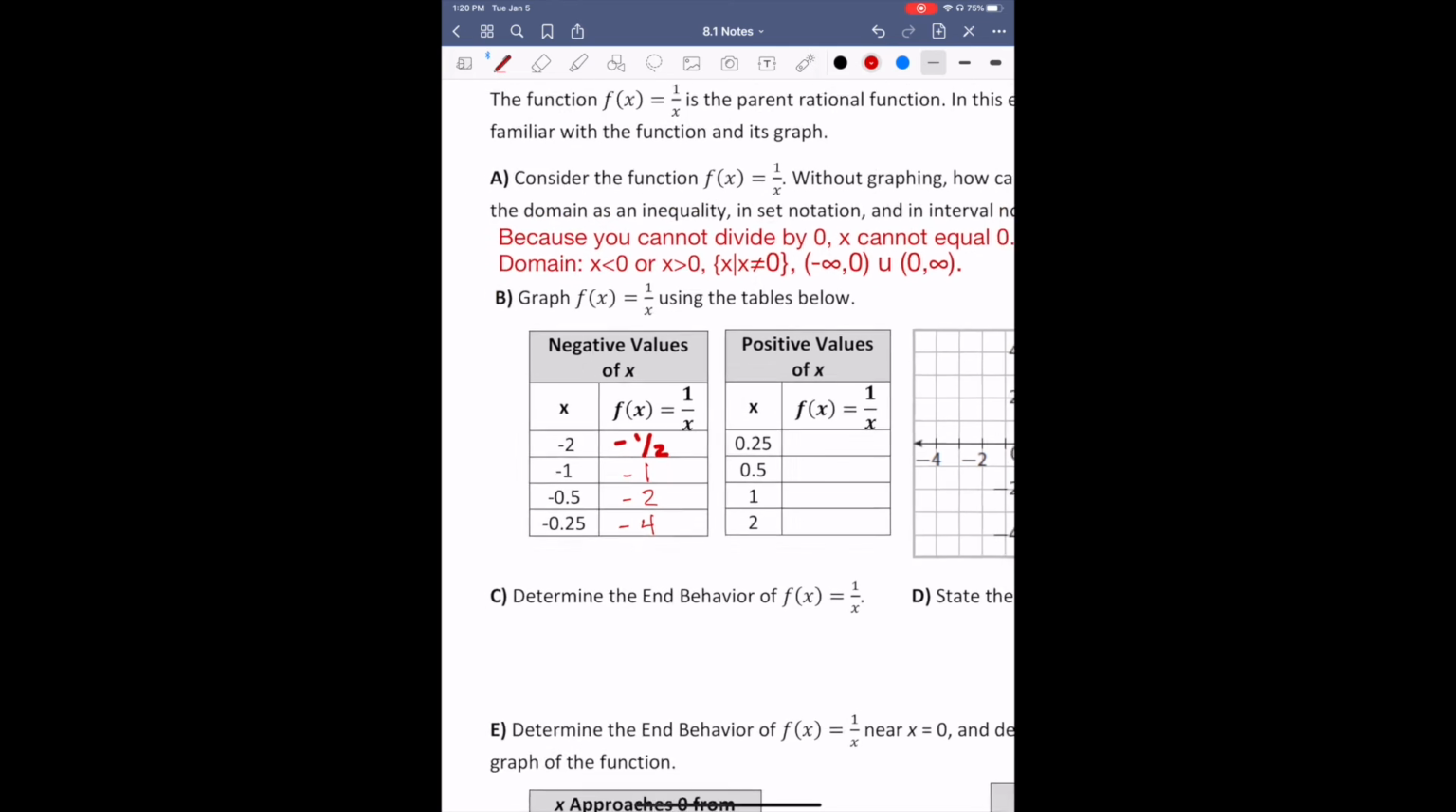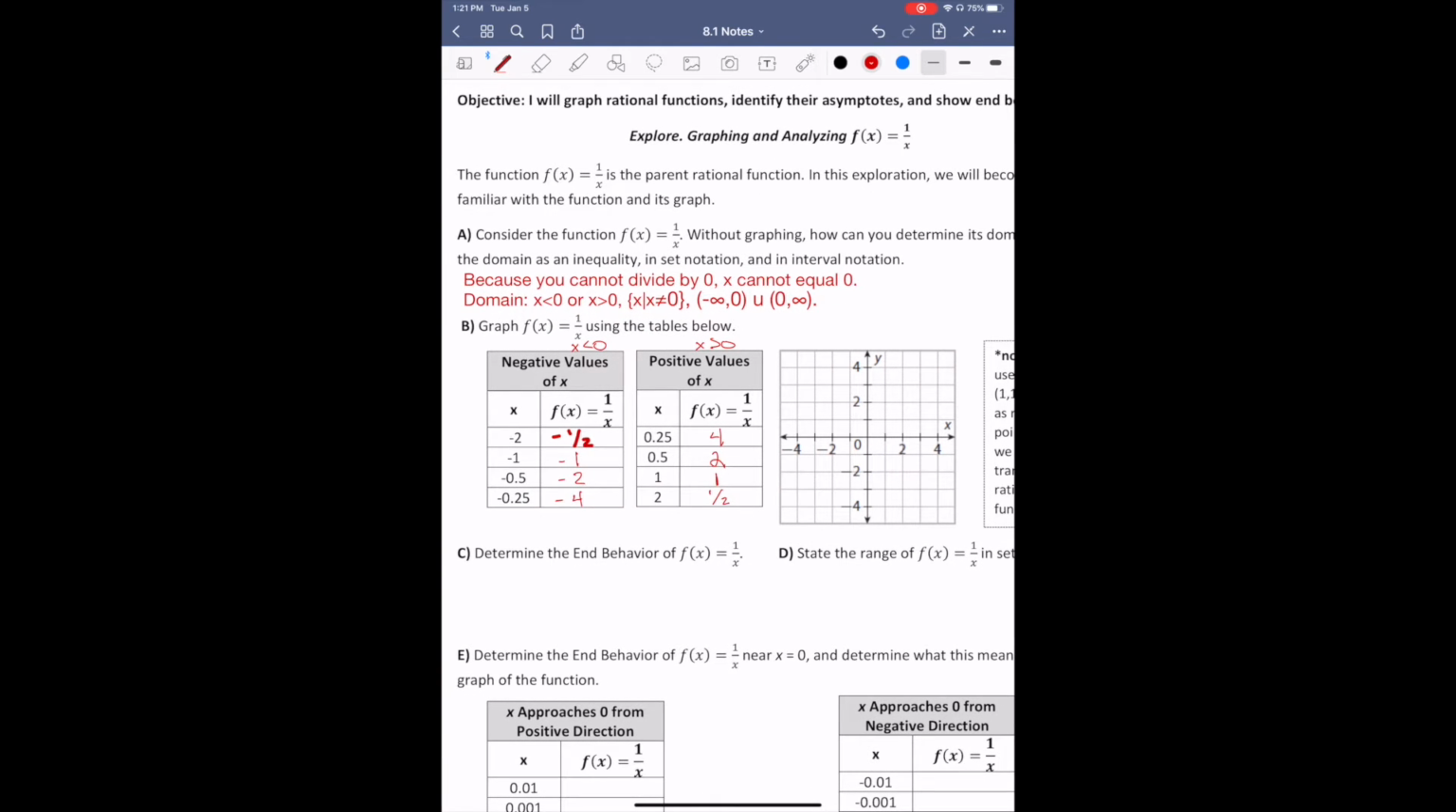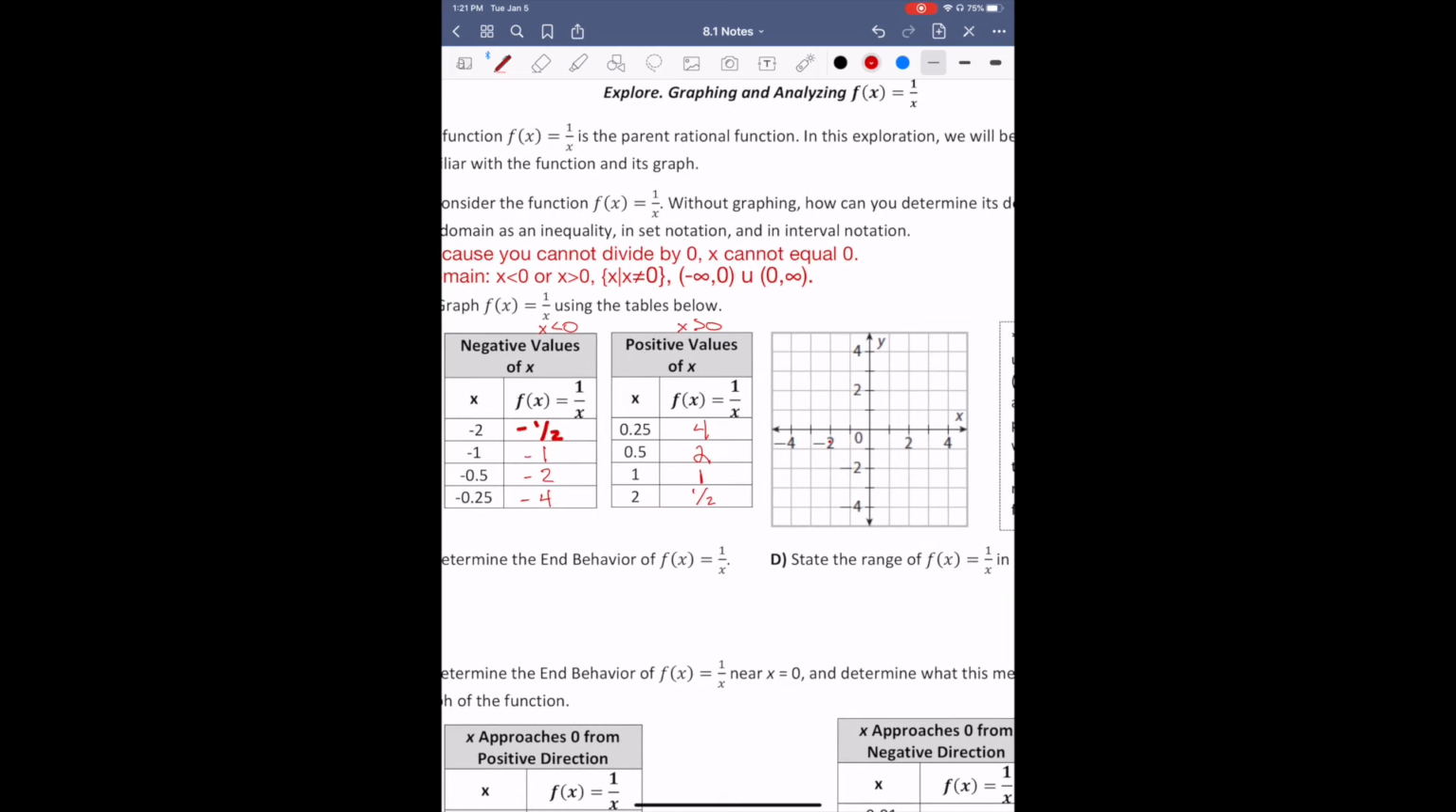Okay, now on the positive side, negative values is everything less than 0. Positive values would be everything greater than 0. Repeat the same process. 1 divided by 0.25 gives us 4. 1 divided by 0.5 gives us 2. 1 divided by 1 gives us 1. And 1 divided by 2 is 1/2. Now, let's go ahead and plot these points. We have negative 2, negative 1/2. Negative 1, negative 1. Negative 1/2, negative 2. And negative 0.25, negative 4.